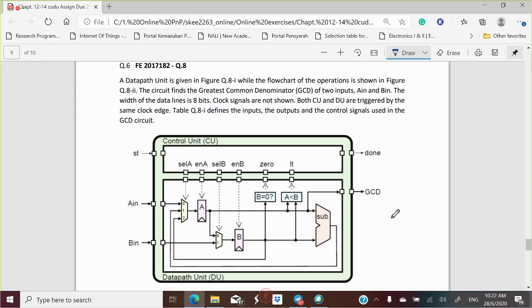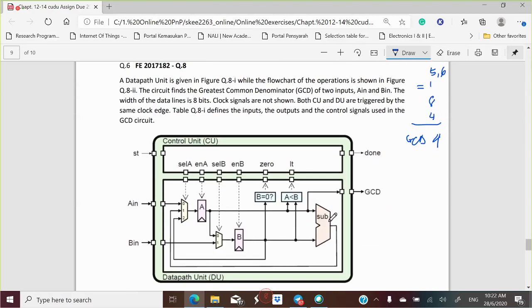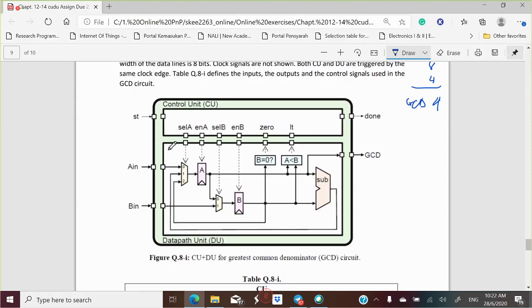The concept of GCD is that they want to get the common denominator, right? So let's say if you have 8 and 4, what will be the answer? If you are given two numbers, 8 and 4, what will be the GCD? 4, right? Yeah, the GCD will be 4. If you are given 5 and 6, 1. Okay, that is the first thing that you have to establish, that you have to understand the concept of GCD.